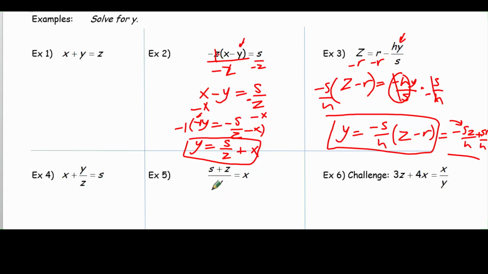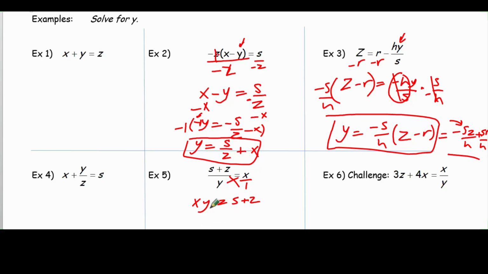Alright, y is on the bottom here. You get a fraction equals not a fraction. Or is it? So the trick to this, or at least the trick I see, is making x into a fraction. And anytime you have a fraction equal to a fraction, you can cross and multiply. And the big thing is, I want to get the y out of the bottom, more than anything else. So we got xy, this times this would be xy, equals 1 times s plus z, so that's just s plus z.